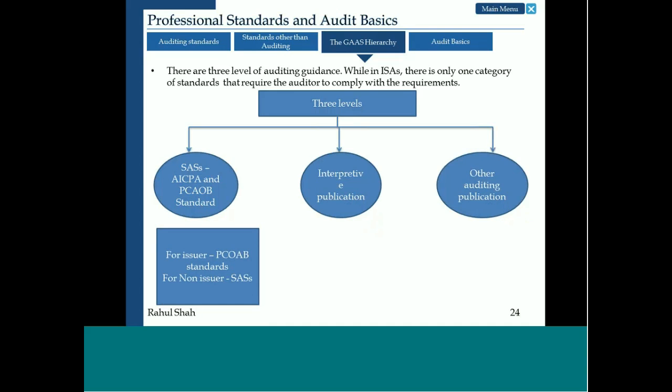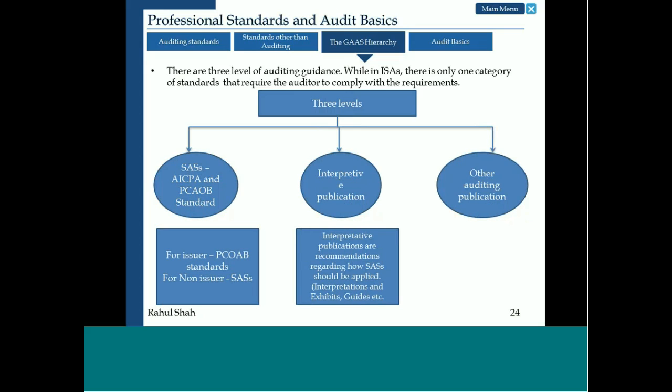As I said, for issuers you have to follow PCAOB standards. For non-issuers you have to follow SAS, or I would say AU sections. So anything written over there you have to follow first. The interpretive publications are recommendations regarding how auditing standards should be applied.